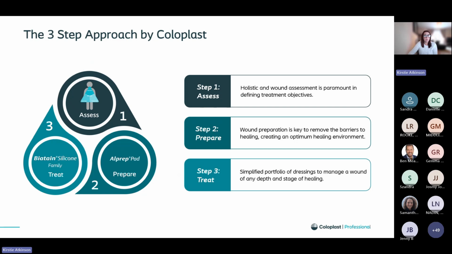And following the 3-step approach can help that, because it gives you that simplified framework. It breaks it all down for you through that assessment, that preparation and treat. So it can take some of the burden away from everything else going on by breaking it down simply for you.